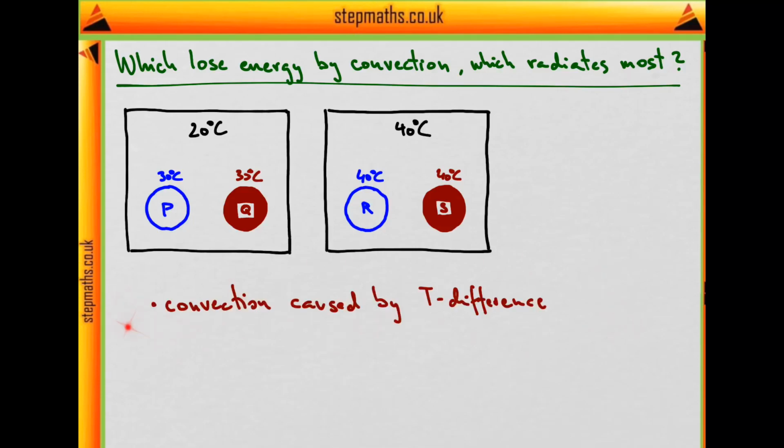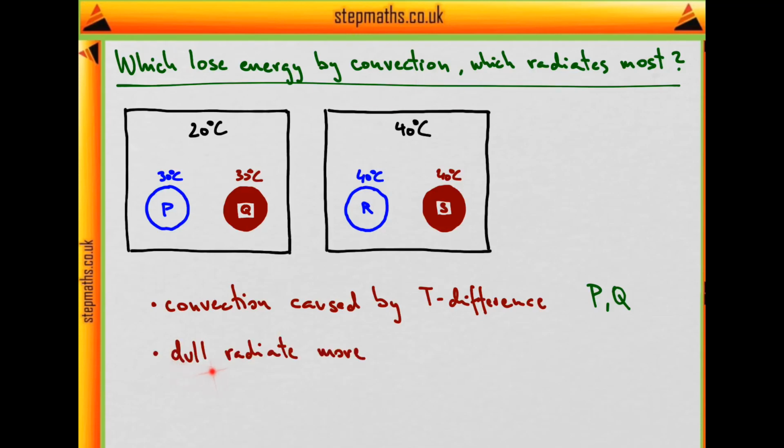Convection is caused by temperature difference, and it does not depend on the properties of the material in terms of shininess or matteness. There might be some small dependence, but generally speaking, both dull and shiny materials will convect thermal energy when exposed to a temperature difference. And such a temperature difference we only have for balls P and Q, and that means that only P and Q lose energy by convection. Here the temperature of the surroundings is the same as that of the balls, so there's no reason why energy should be transferred by convection at all.